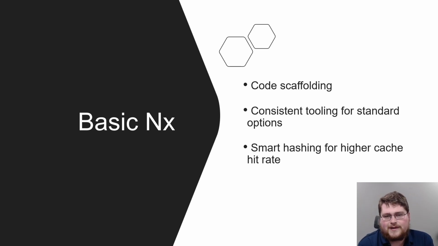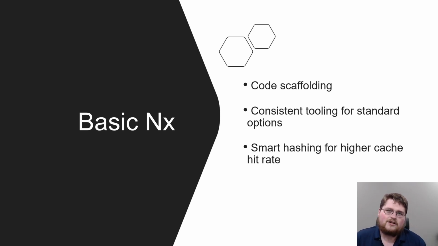It does this by making sure that you're able to generate your code in a very consistent manner. You can be confident that the tooling is set up correctly, and it helps you move quicker as well. You also get consistent tooling with these and standard options inside of project.json.